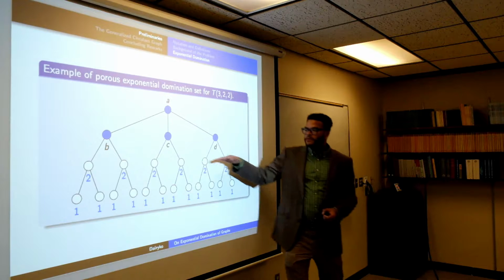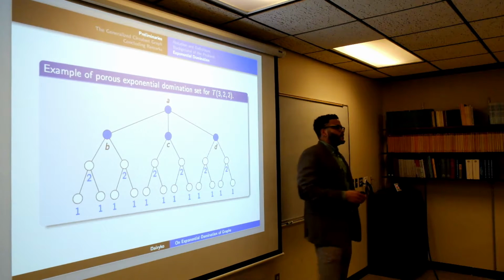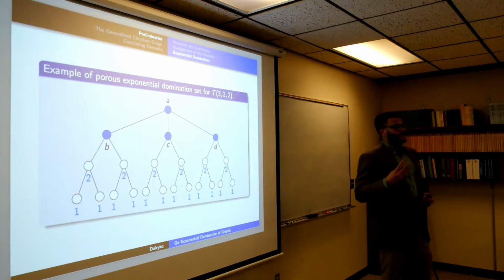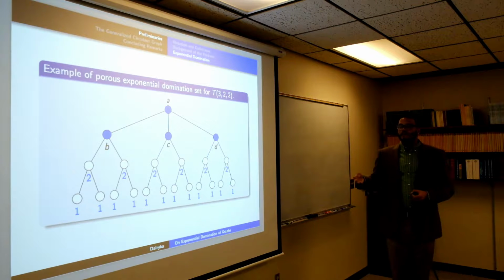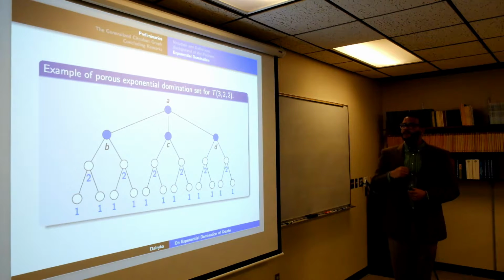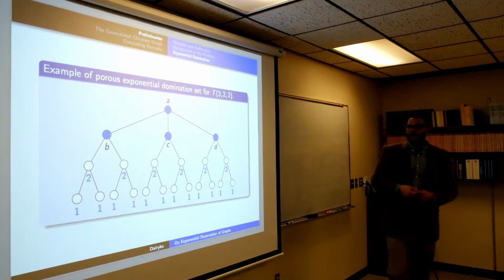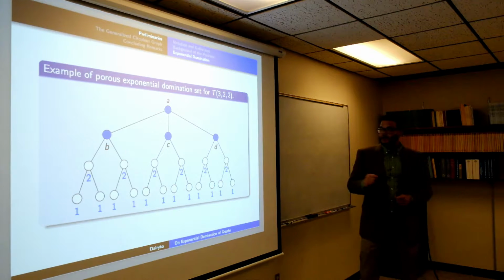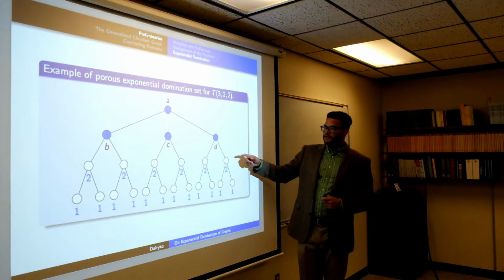And similarly, everyone in this row will get 2. So the weight, those 4 blue vertices sent to the remaining vertices that are white, everything gets at least 1. So this forms a porous exponential domination set. You compute the 2's. How do I compute the 2's?